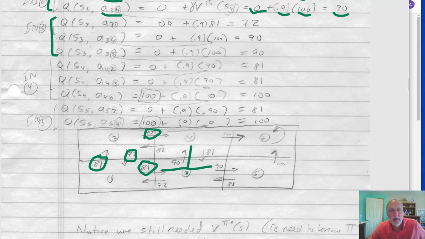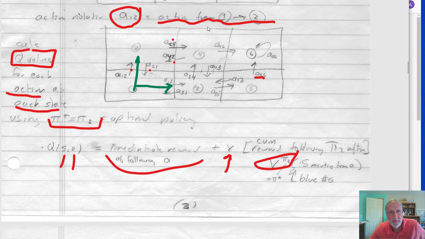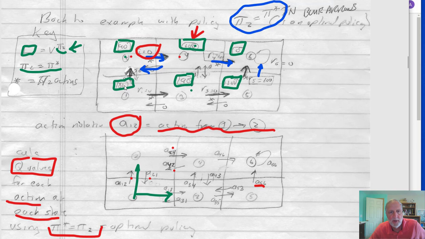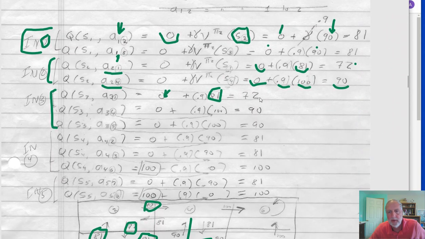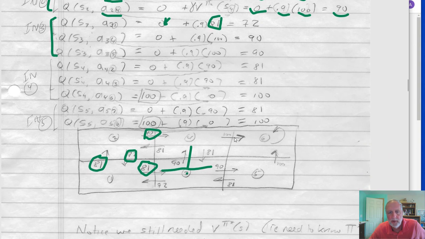So the calculation is the immediate reward from going from 3 to 1. And then when you're in 1, the v value from up above is 81 right here. Stick that in and we get 72. And so we write that in right here. I think you get the idea, so we can go through the rest of these rather quickly.